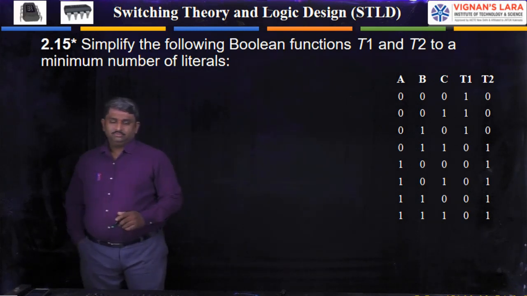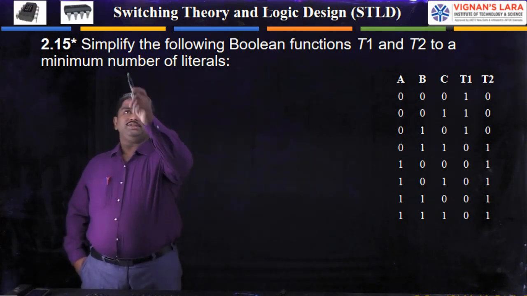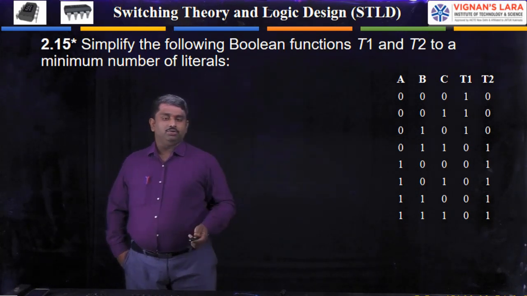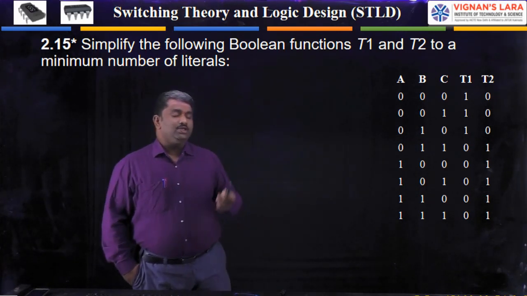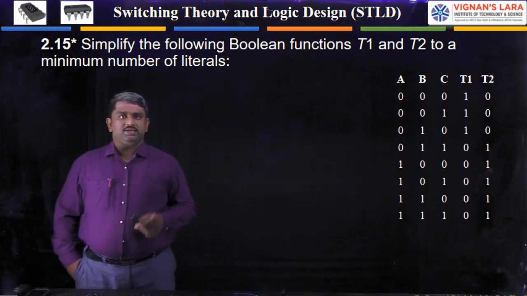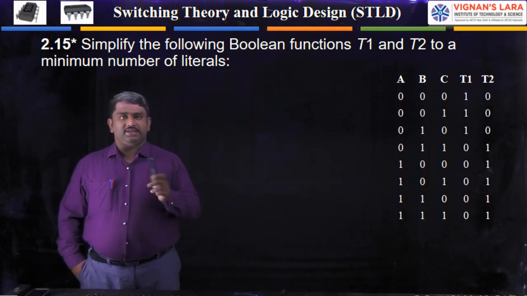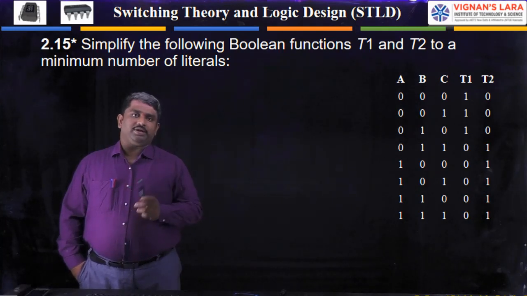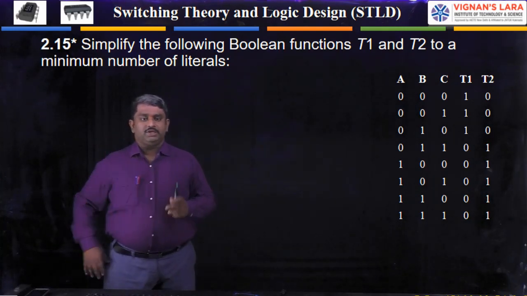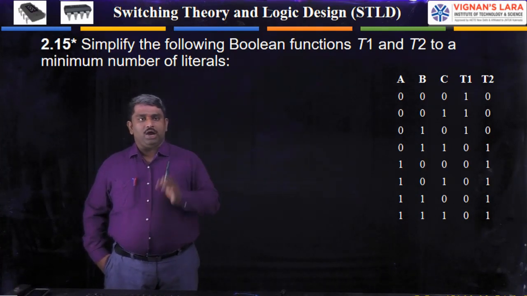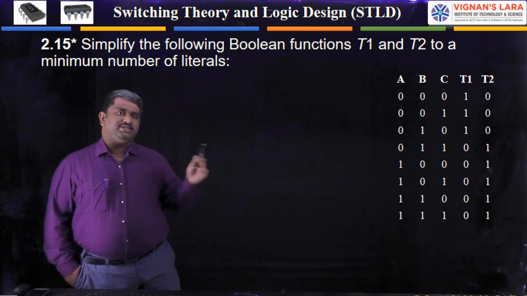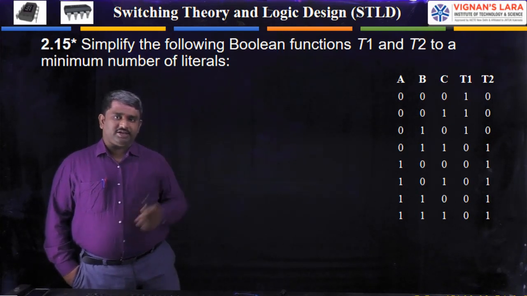Okay, so here the problem is to simplify the following Boolean functions T1 and T2 to a minimum number of literals. In yesterday's class we said that a literal is nothing but, as A is one literal, A bar is another literal, and B is one literal, B bar is another literal. So here we have three input variables, but in total we have six different literals: A, A bar, B, B bar, C, C bar.